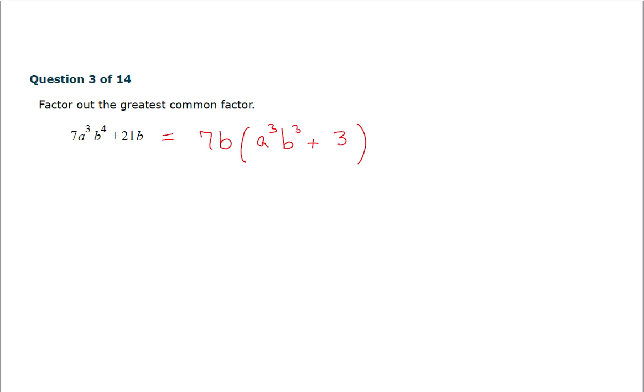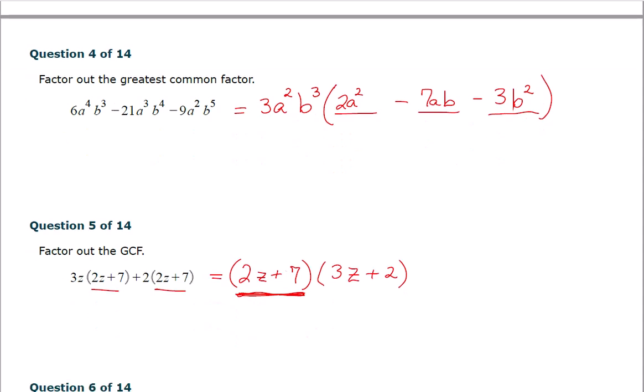This has 4 B's, this has 1 B. They at least share 1 B, so take it out. And if I took out 1 B, there's still 3 on the inside. And if I took this B out, there are no B's left in there, but there's still the 7 and the B on the outside. Now you can always check that you're right, because if you multiply this back together, you do have to get back what you started.